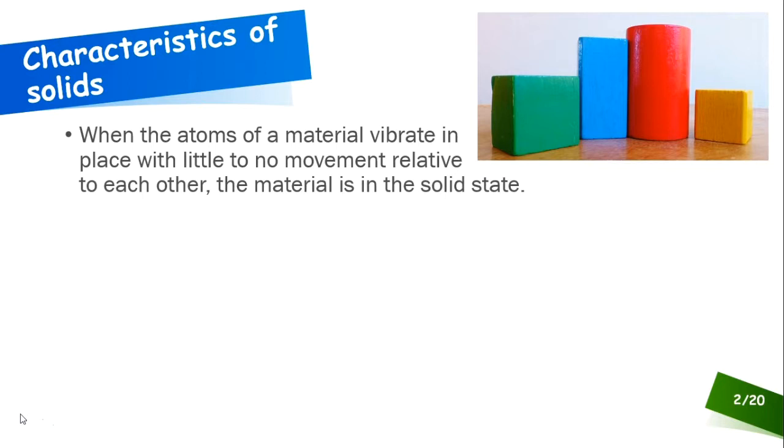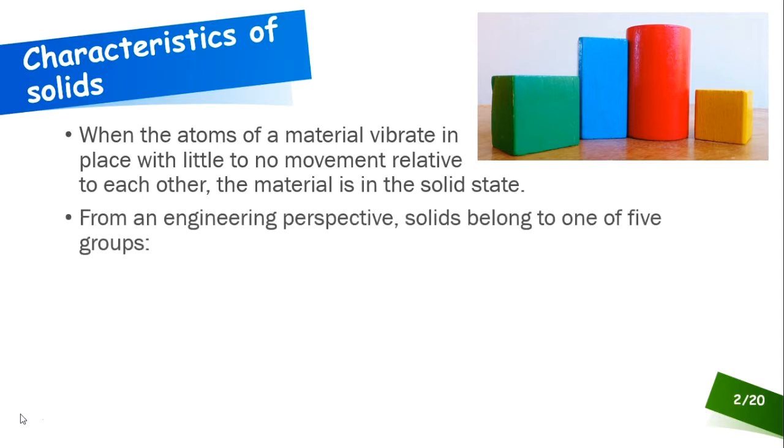Solid material has various characteristics. The atoms of the material are vibrating in place, with little to no movement relative to each other. It's like everyone's in their house and they're just being super active, but they're in their house and they don't go anywhere. This is material in the solid state.